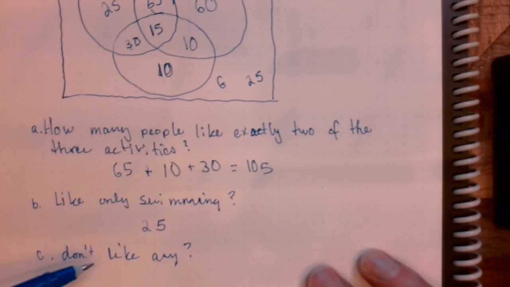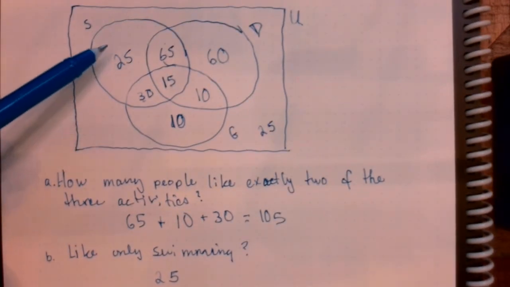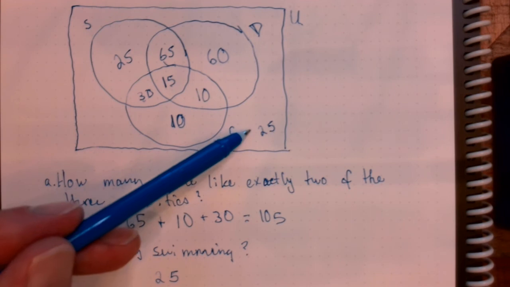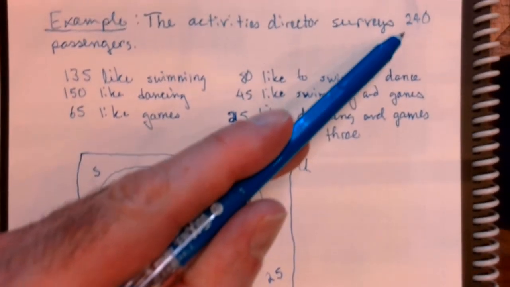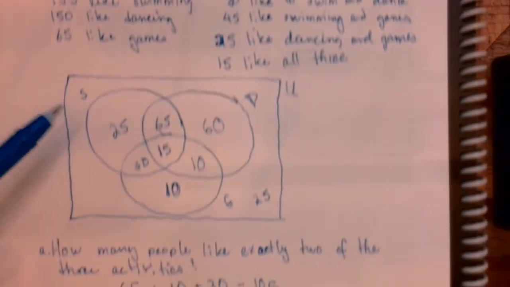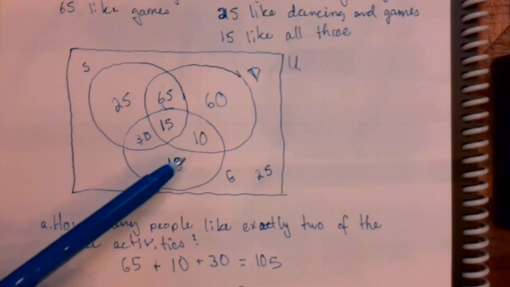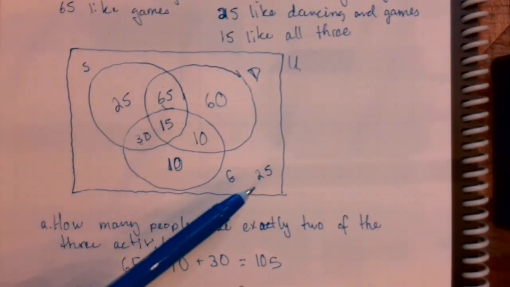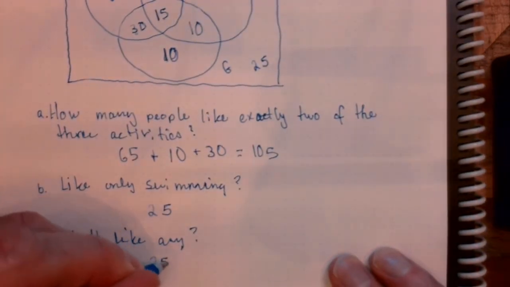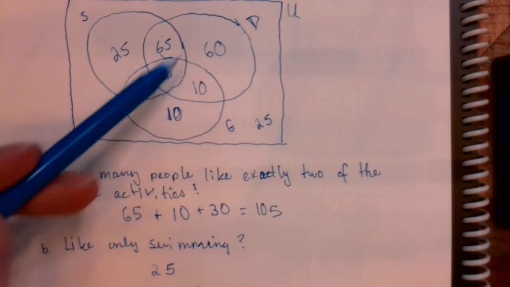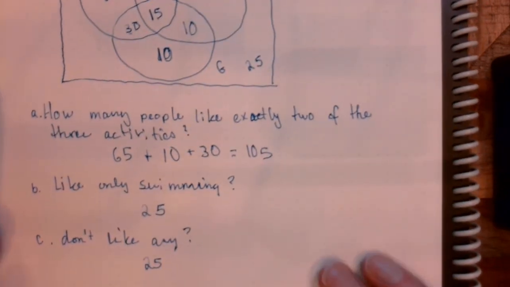How many people don't like any of the 3 activities? Well, that's that 25 people that are out here. Remember, we had 240 people surveyed. We saw that we had accounted for 215 in the various regions in the circle. That left 25 people on the outside. And that means those 25 people don't like any of the 3 activities.